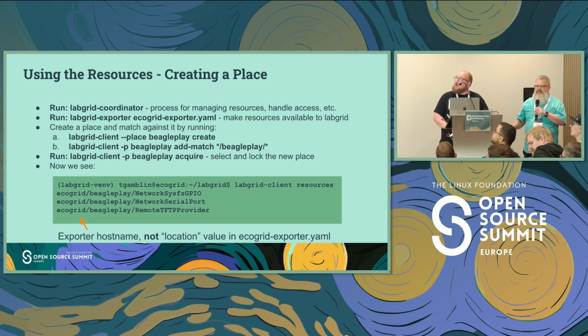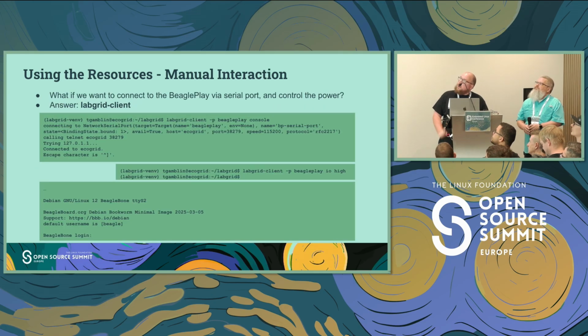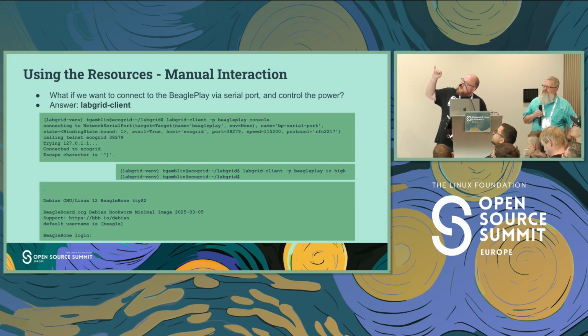So the next thing is a different concept: manual interaction. At this point, you can make use of what you've done. The example I have here is if I want to access the BeaglePlay via serial port and control the power. I offset this to try to illustrate that these are actually two terminals. So the top box is me running console, saying I want the console to the BeaglePlay. The second one is turning the I/O on the Copilot high, and then the final box is just going back to the terminal from the first one and showing, after a little bit of time, the box boots and I've got the login prompt.